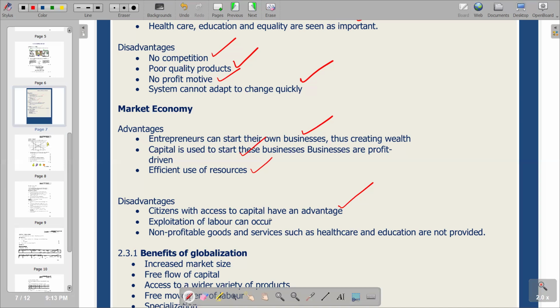Then we've got the next one: exploitation of labor can occur. It can occur, and there is no mediator in between to say the labor cannot be exploited. That is different from a planned economy, whereby the government can intervene and make sure that the labor force is not exploited. The last point is that non-profitable goods and services such as healthcare and education are not provided. So that becomes the last disadvantage that we have.